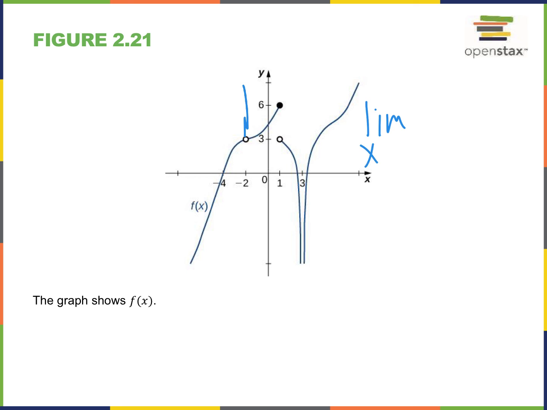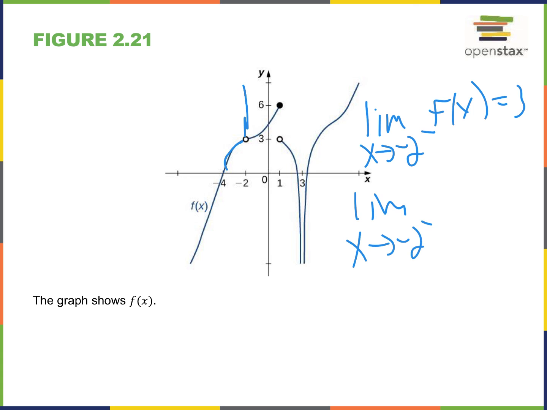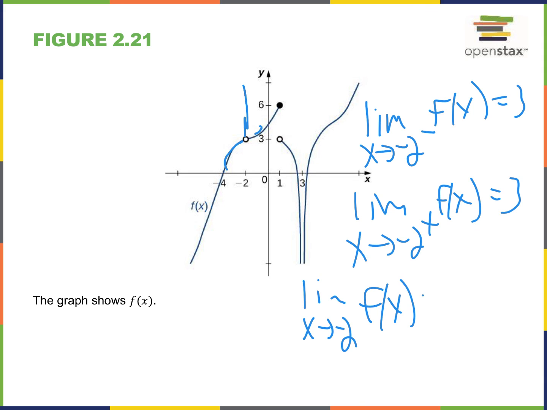The limit as x approaches negative 2 from the left of f of x looks to me like it's approaching 3. The limit as x approaches negative 2 from the right of f of x, well, that also looks like it's approaching 3. So I guess because the limit from the left is the same as the limit on the right, we can say the limit as x approaches negative 2 for f of x is 3, because it's approaching that L number, okay, that value.